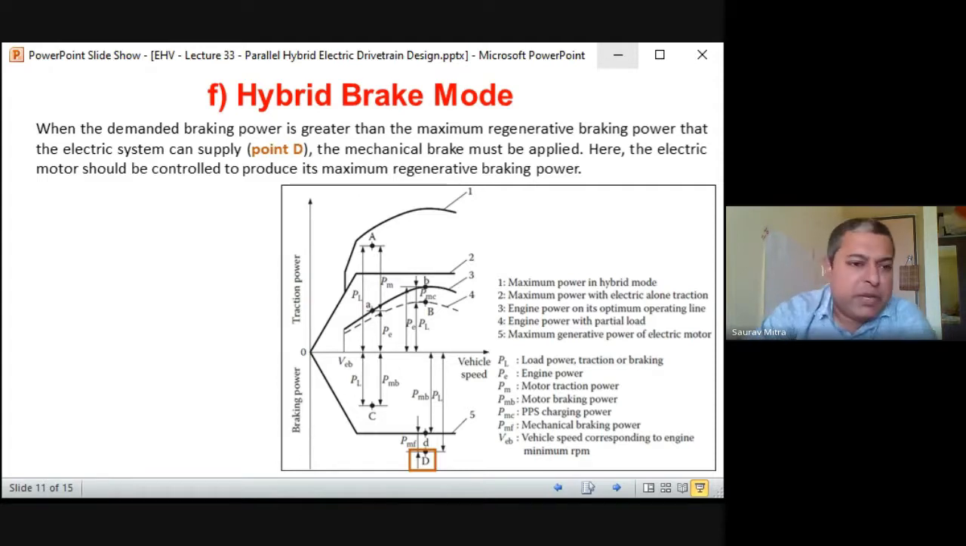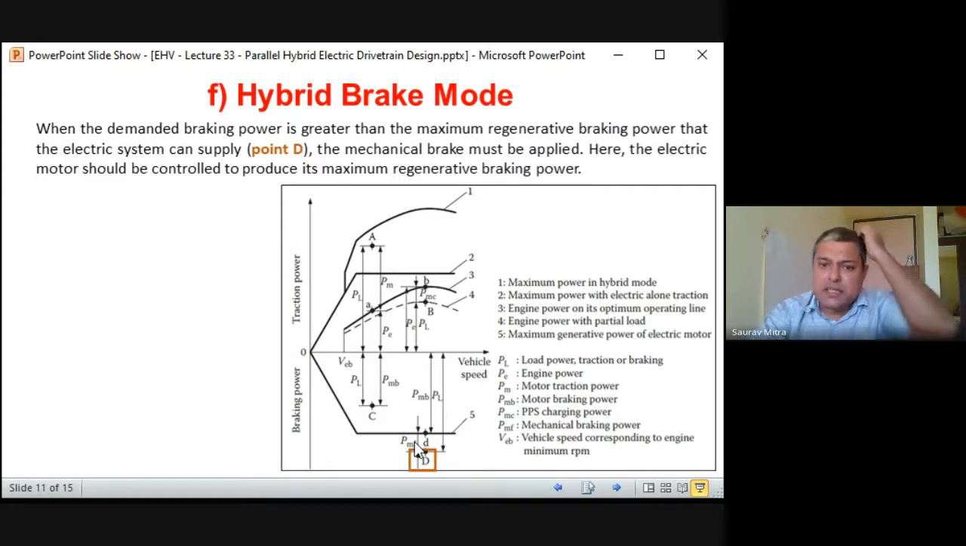It is called hybrid brake mode. This is when the demanded brake power is very big. Previously the demanded brake power was small, and only the electrical motor type of braking was doing the braking. But in this case, in point D, the brake power required is too much. That means two kinds of brake will come into the picture. One is the PMB, the motor brake power, which in this case is the maximum regenerative braking that the electric motor can produce, plus PMF. So PMB is the maximum electrical braking the motor can produce, and PMF is the mechanical brake.